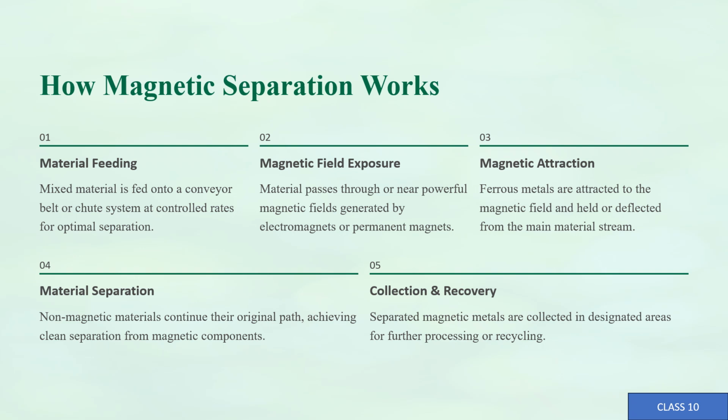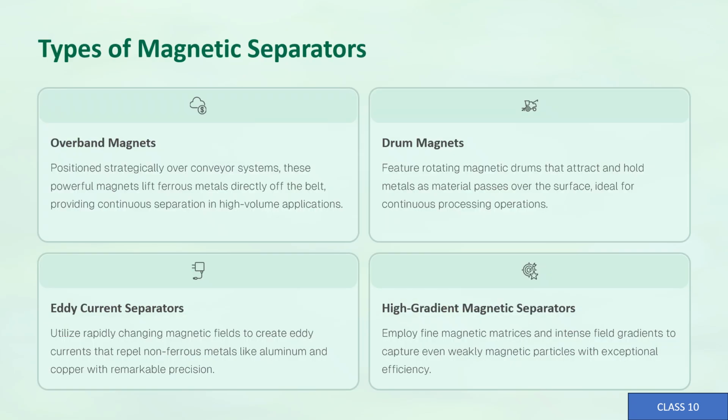After that, the pure metal is recovered and collected. Okay, now let me explain the types of magnetic separators. That is the general idea, and we can explore more. What are the magnetic separators used in magnetic separation? Overband magnets, drum magnets, eddy current separators, and high gradient magnetic separators. These are the types of magnetic separators that industrial people are using, children.